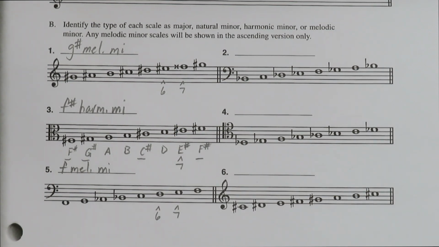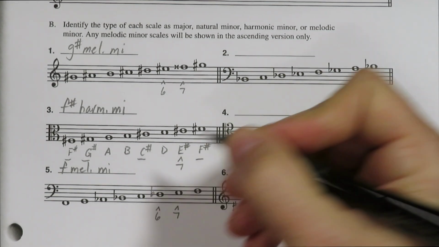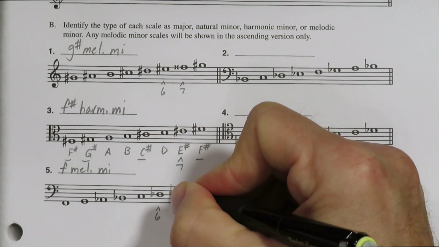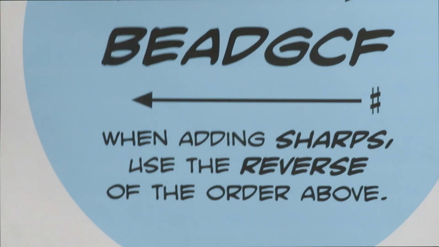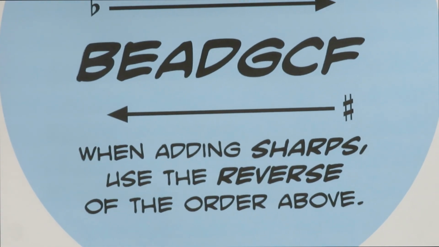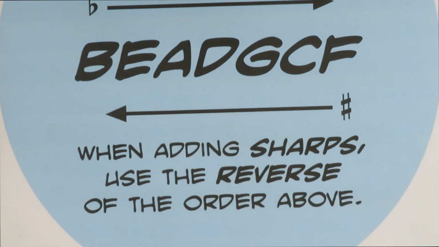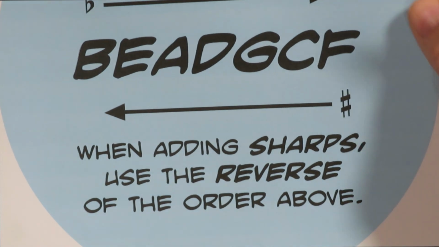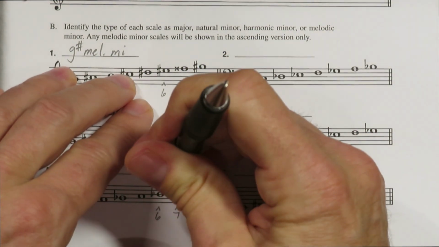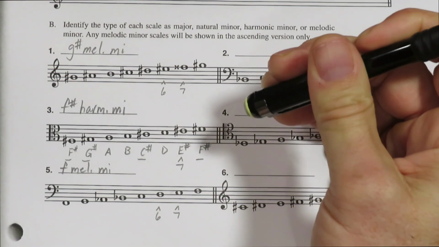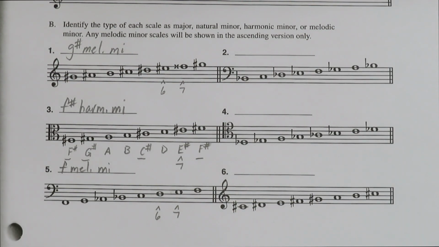Okay. So the natural minor, the D flat, and the E flat would be present, right? If we go in the order of flats, B, E, A, D, okay, those would be the 4 flats. So we just take these two out, and maybe that helps it become a little clearer.